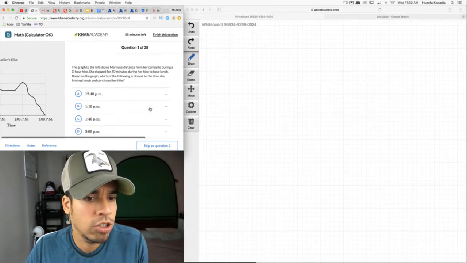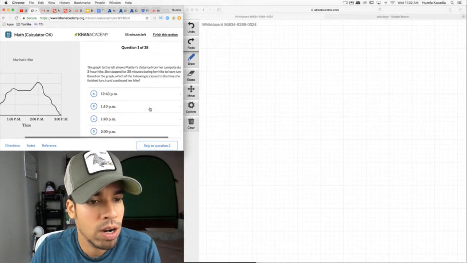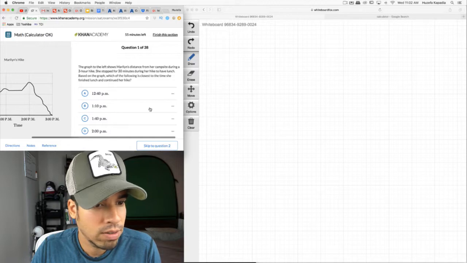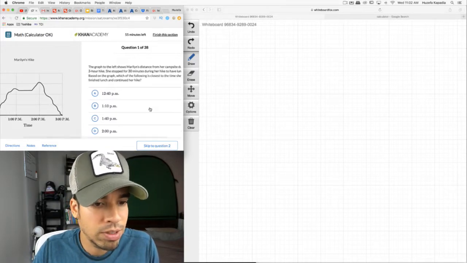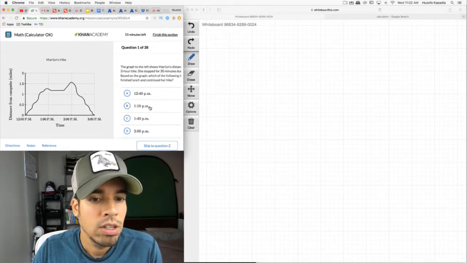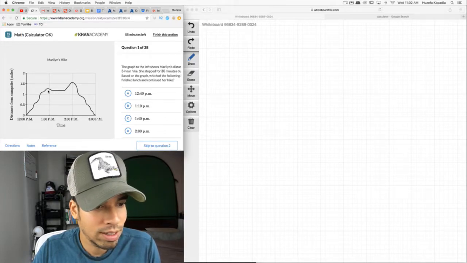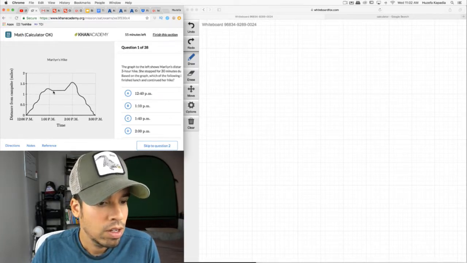Okay, the graph to the left shows Marilyn's distance from her campsite during a 3-hour hike. She stopped for 30 minutes during her hike to have lunch. Based on the graph, which of the following is close to the time she finished lunch and continued her hike? So she stopped for 30 minutes. That looks like this here, right? She's not moving anywhere.